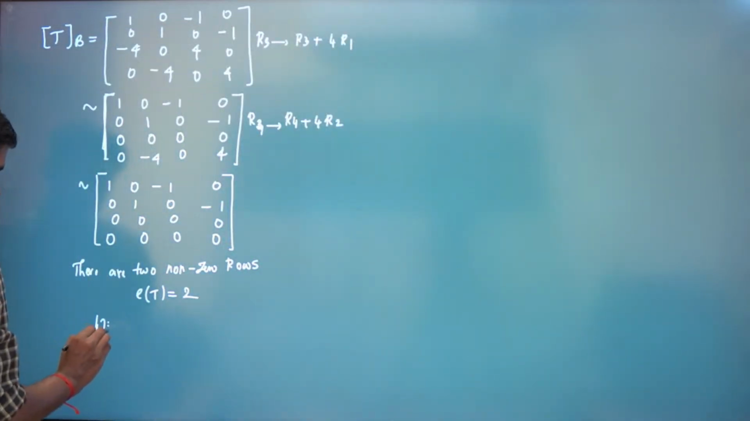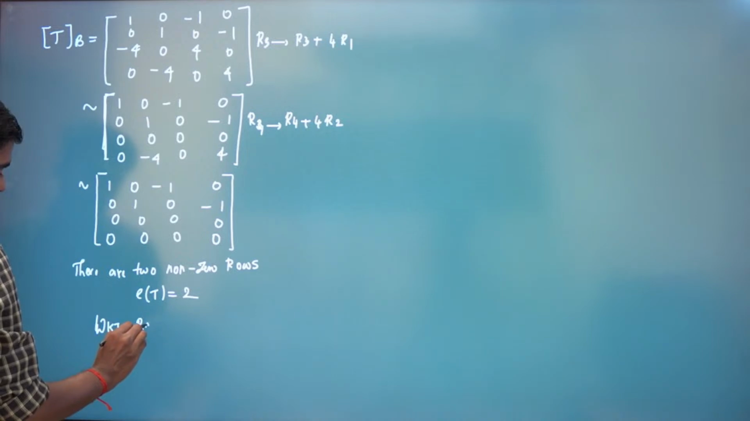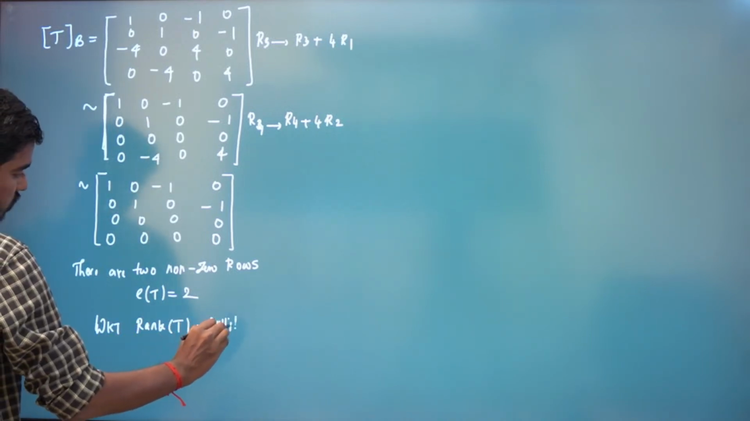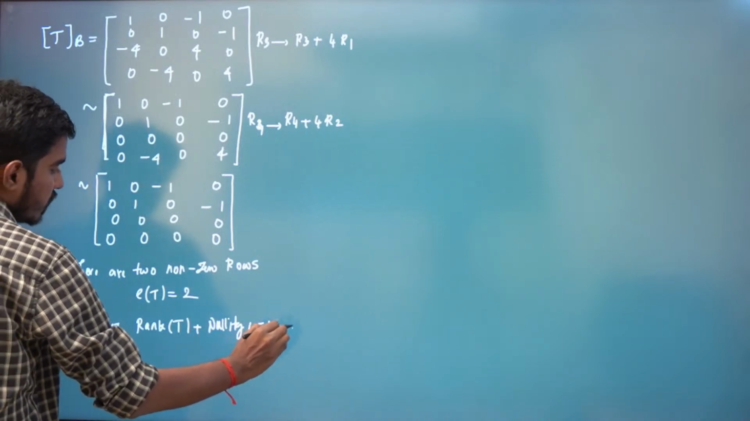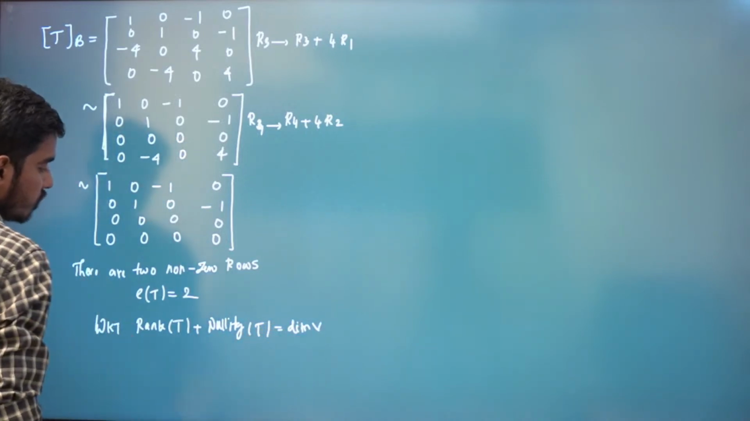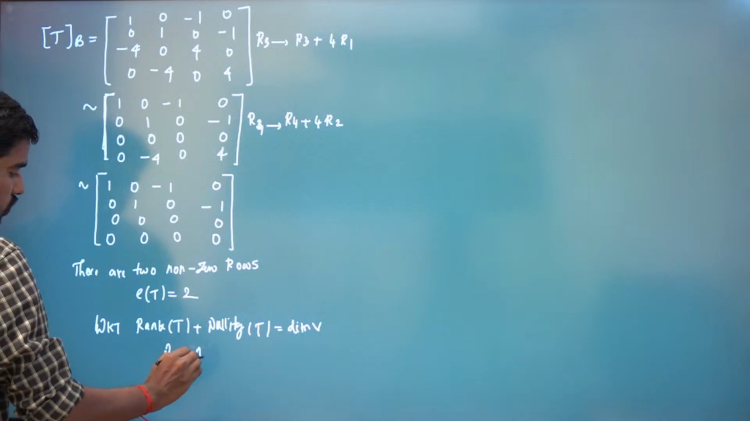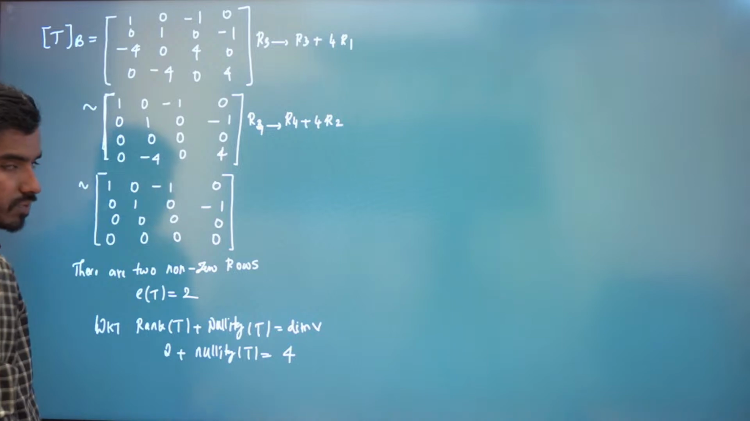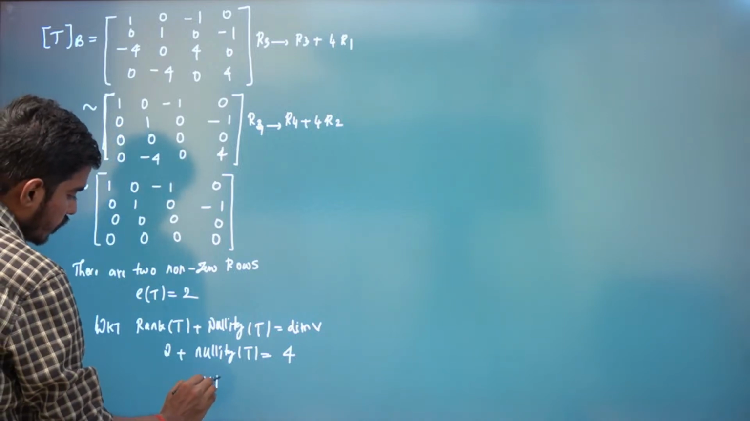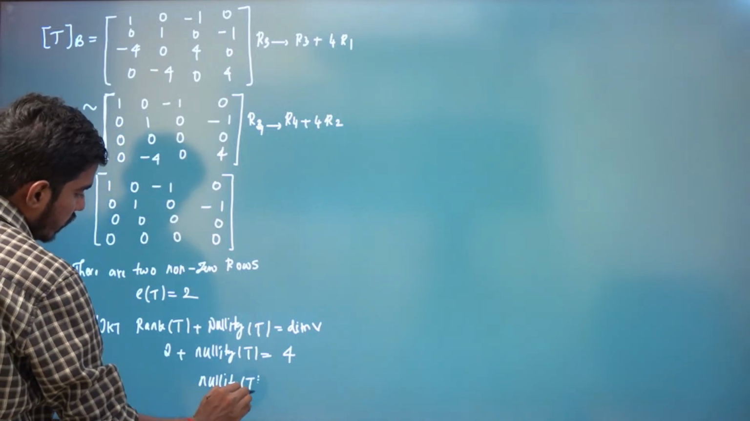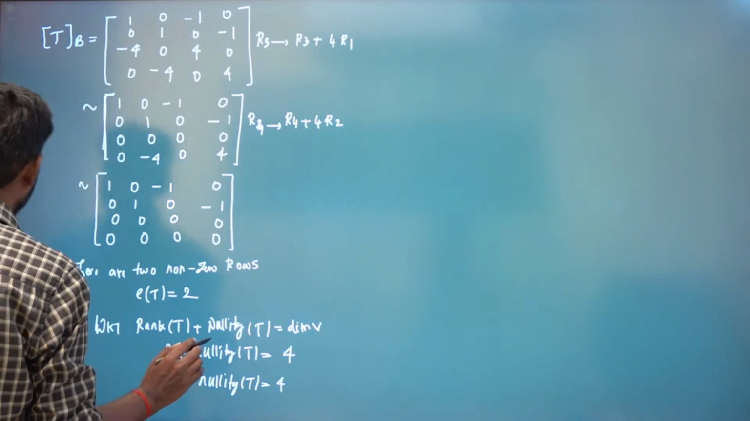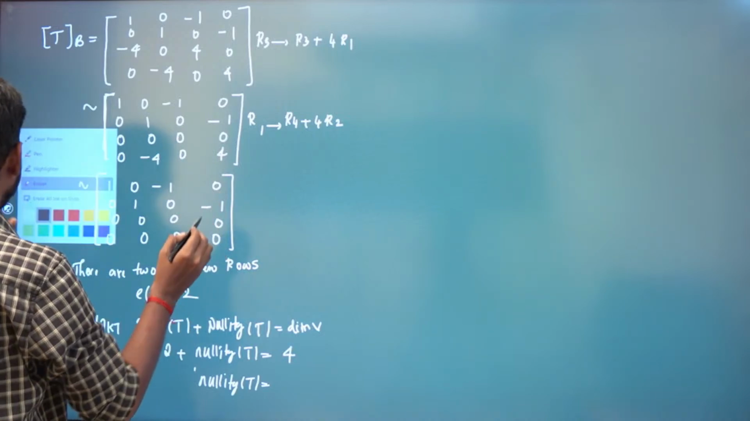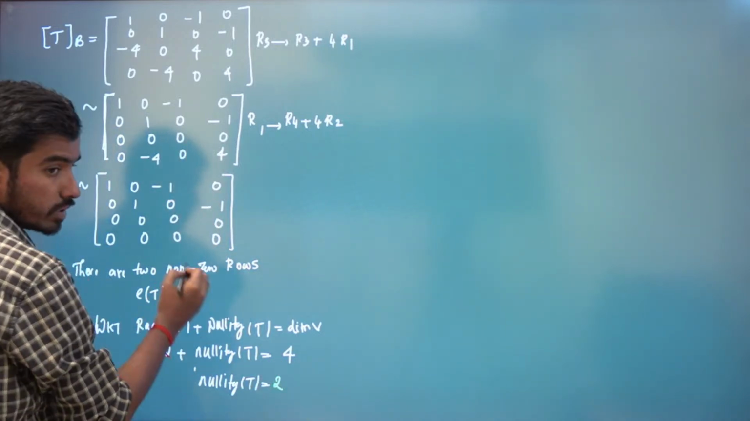So we know that by the rank-nullity theorem, rank of T plus nullity of T is always equal to the dimension of the domain space. So rank of T is 2, and the dimension of M2 of R is 4. Therefore, nullity of T is 2, right? So nullity of T is 2.